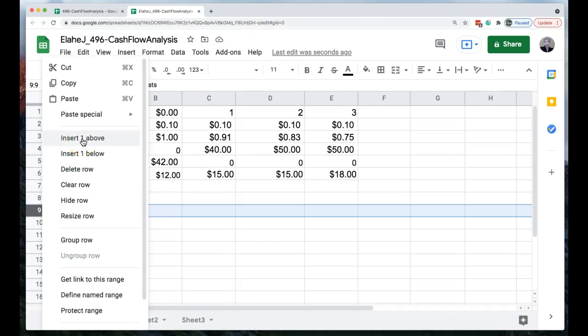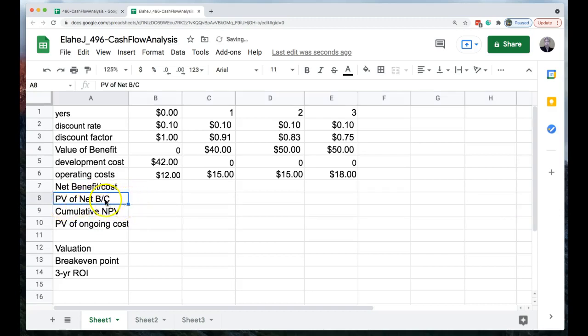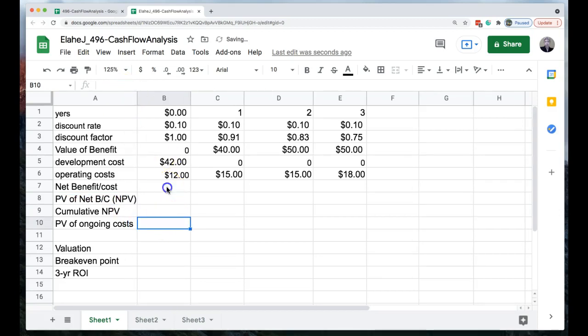Insert above. I'm going to make sure you get these cumulative NPV, net present value for your template. So PV of net BC, or we call it NPV, net present value. So let me put that in parentheses. So NPV here is net benefit and cost.